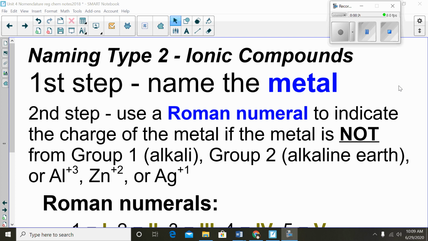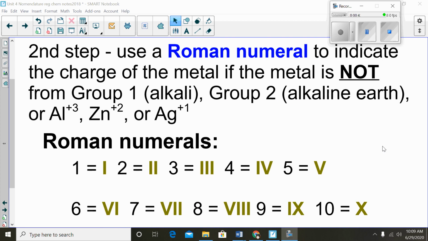The difference now is our second step. You will use a Roman numeral to indicate the charge of the metal if the metal is not from group 1, the alkalis, group 2, alkaline earth, or aluminum, zinc, or silver. So you might remember that those are your type 1 metals, which should be highlighted on your periodic table at this point.